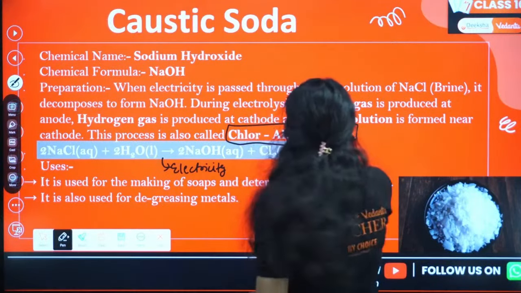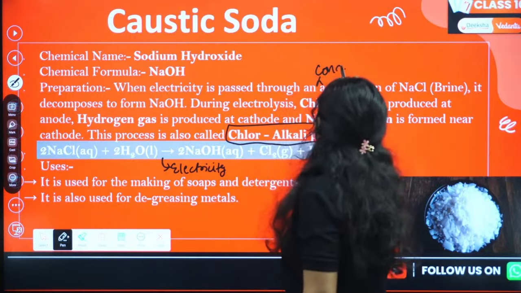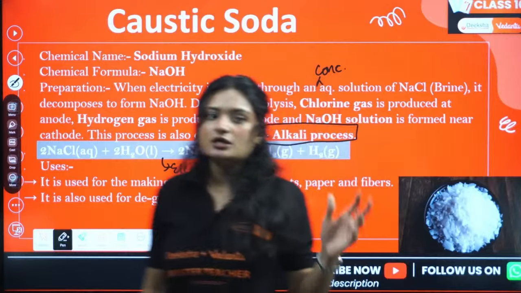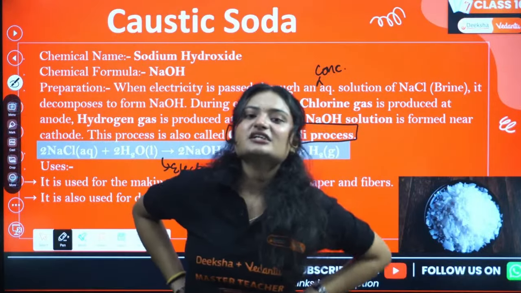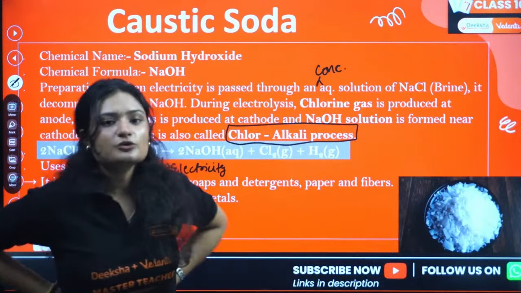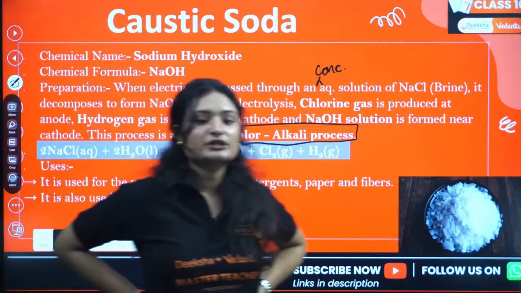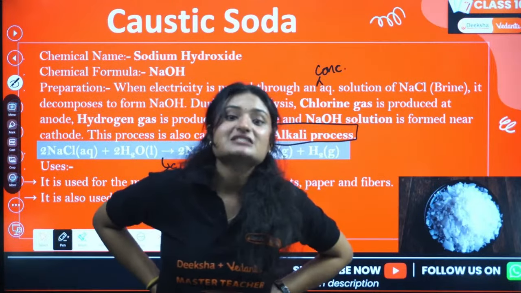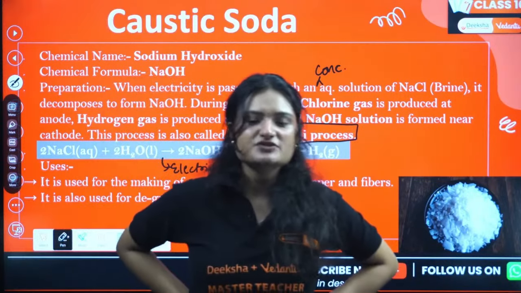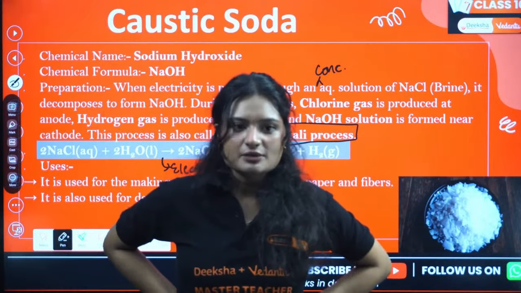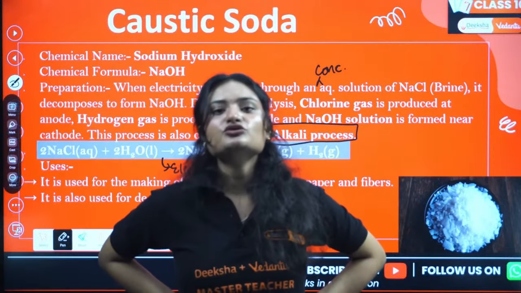Okay, the word is concentrated. We have a concentrated solution of sodium chloride, common salt, right? So we take a concentrated solution of sodium chloride and we pass electricity through it. So what happens? Electrolysis happens. What is electrolysis? Decomposition you have studied, right? There are 3 ways we can do decomposition. We can do thermal decomposition, we can do electrolysis, or we can do photolysis.